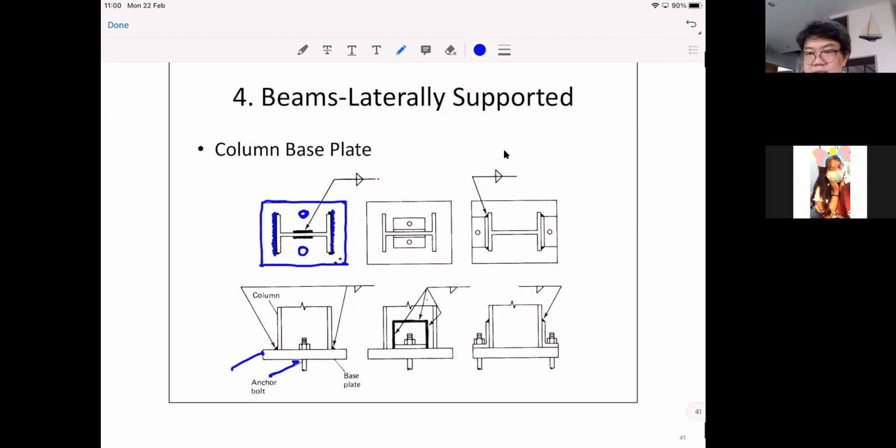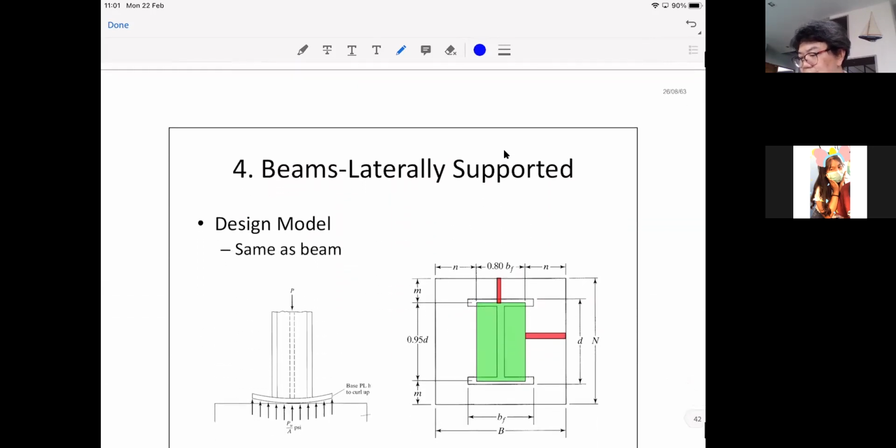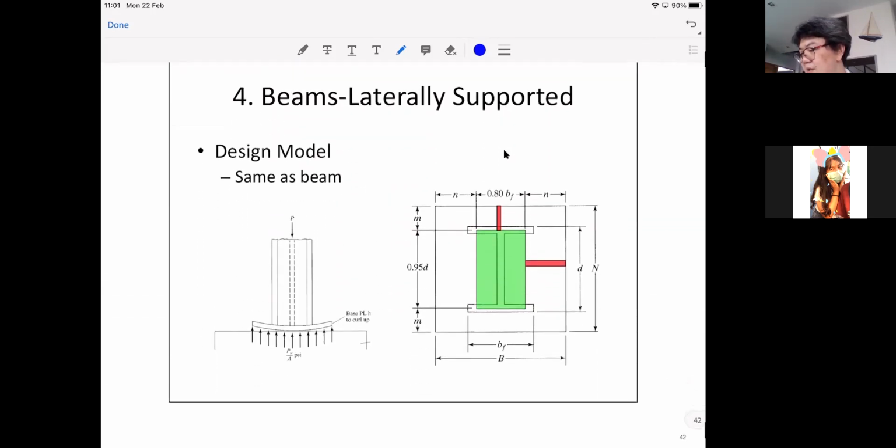And once you know the size of the plate, you can obtain Fp, right? And then carry on to calculate the thickness of the plate based on the same bending model. But there's something that you need to know, okay? That is, the nature of the base plate for the column is slightly different, because the shape of the column is like an I like this, right?